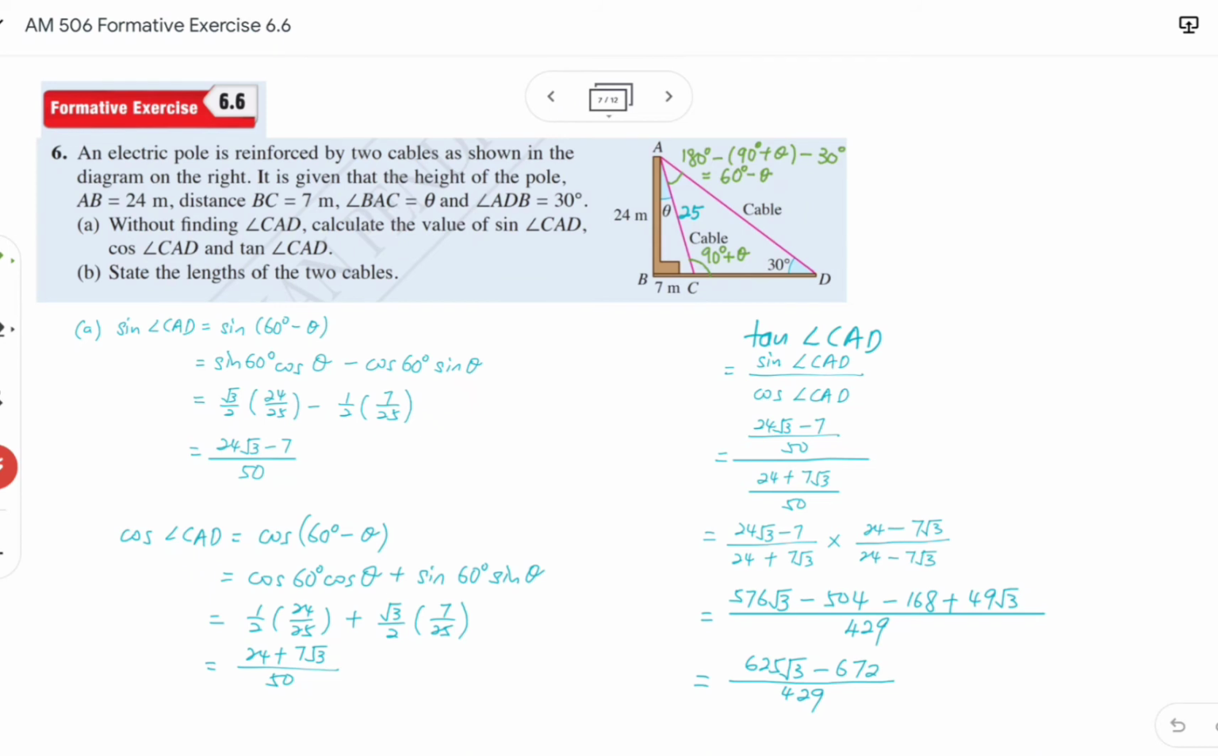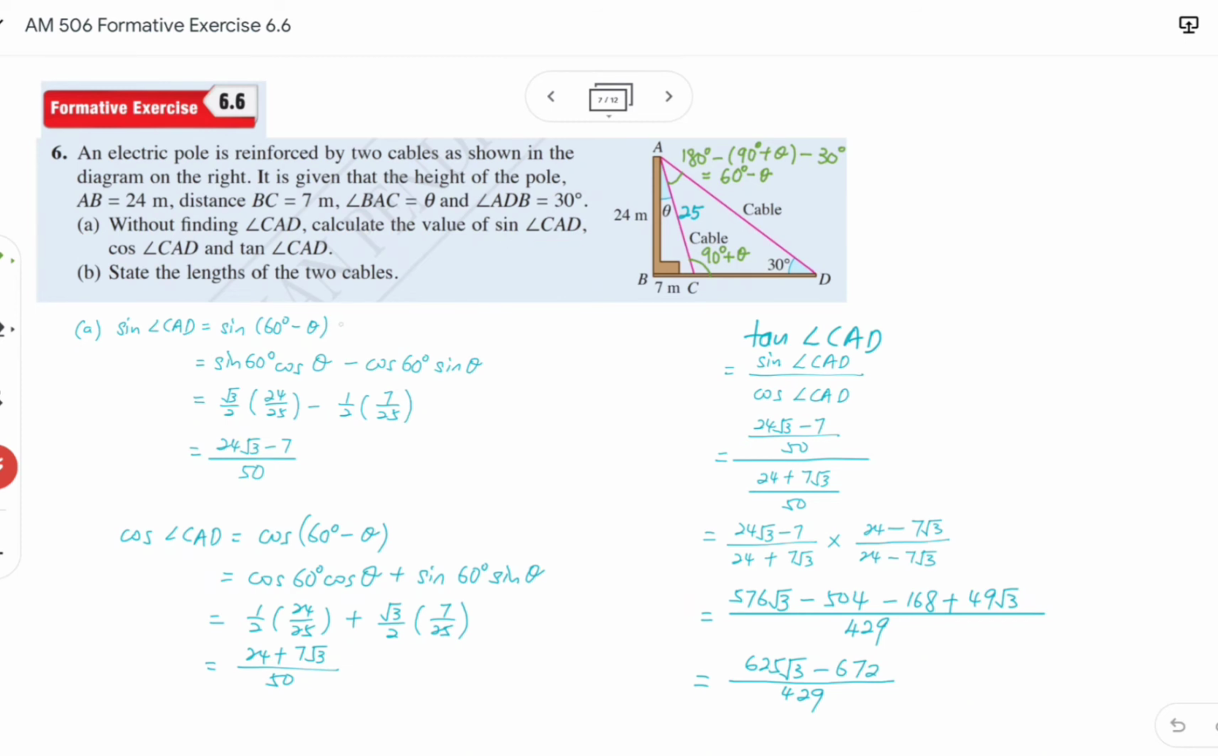So angle CAD is here, which we know is 180 minus, this is 90 plus theta, because it is 180 minus this place. So we get 90 plus theta here, and then minus the 30 here, we get the angle CAD. So we actually know that angle CAD is 60 minus theta, but we don't know theta. We need to find the value of sine angle CAD.